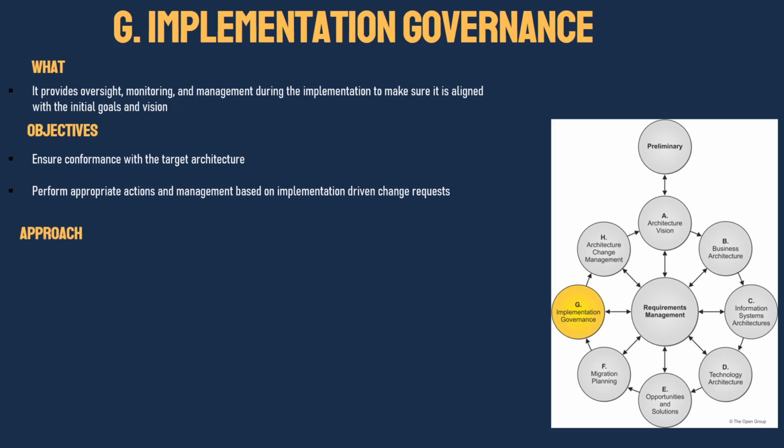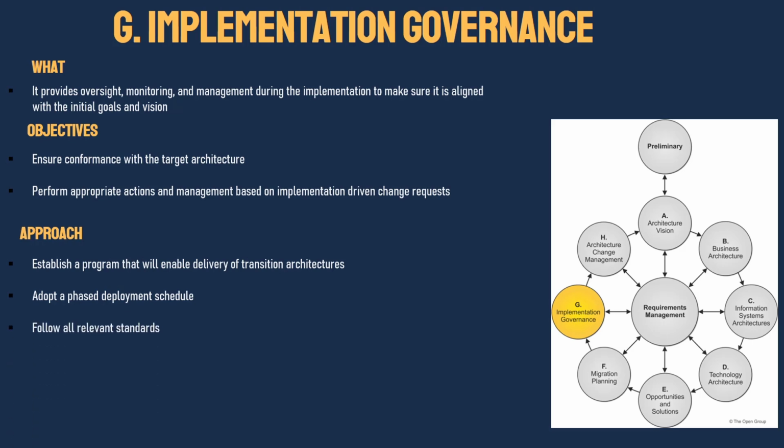Our high-level approach is to establish a program that's going to enable the delivery of the agreed transition architecture. We typically want to adopt a phased deployment schedule, follow all relevant organizational standards for governance and project management, and define an operation framework to ensure the architecture that is implemented is maintained going forward.